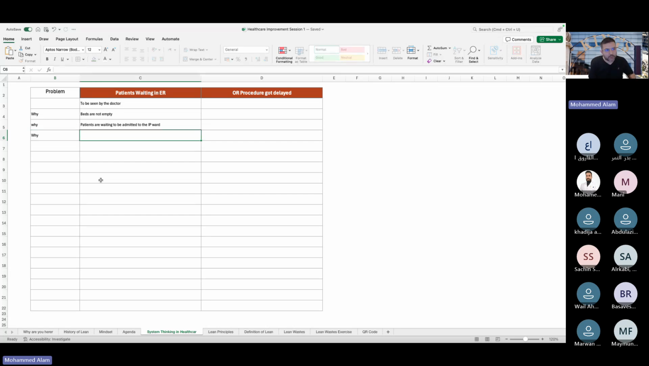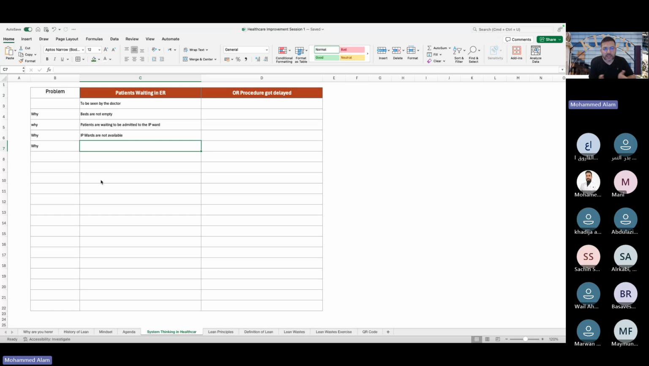Fair enough. So at this point in time, again, some people say that why don't we add more beds? But let's ask another question. Why are patients waiting to be admitted to the inpatient ward? Because inpatient wards are not available. Fair enough. Because they cannot be moved, they're just occupying the ER bed. Now, at this point in time, people would say that we're short of inpatient beds. Let's increase the capacity by 20% to 30%, and that way we will be able to move patients faster from the ER to inpatient. But let's ask another why.